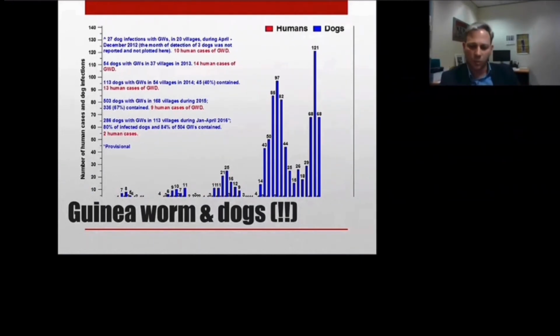So essentially the dogs were maintaining a reservoir and a chain of transmission. So they've needed some special interventions for dogs: tethering dogs, cleaning up fish offal after fishing, and making sure that fish are cooked properly, both for human consumption and for dog consumption if they're going to be fed fish.